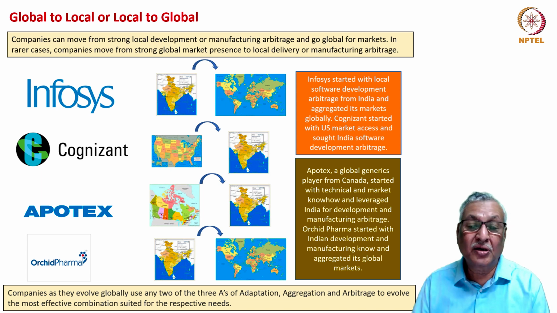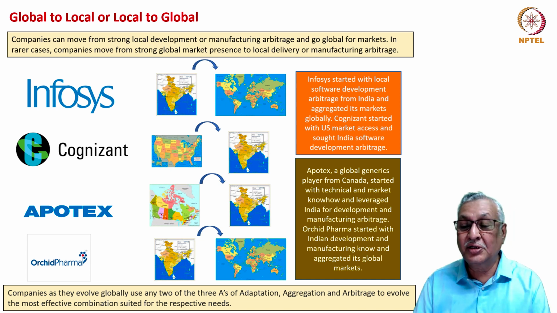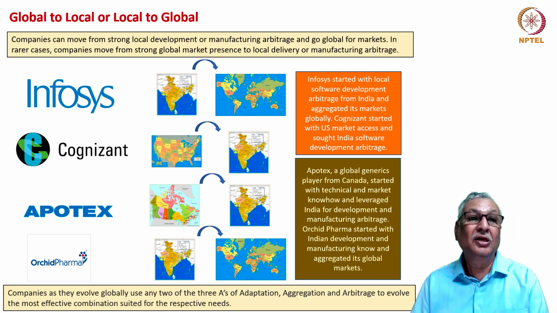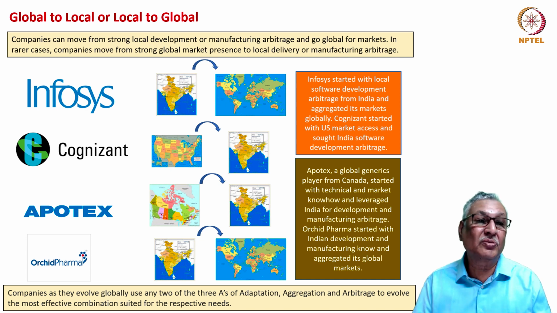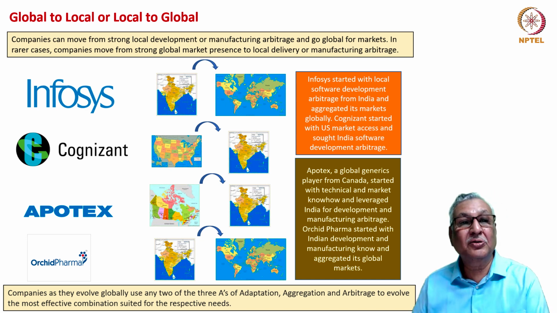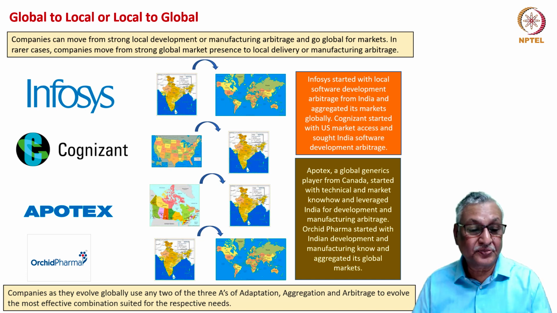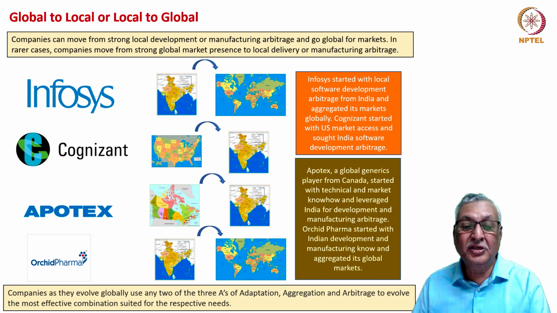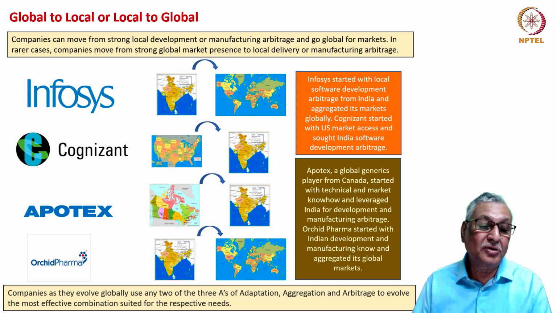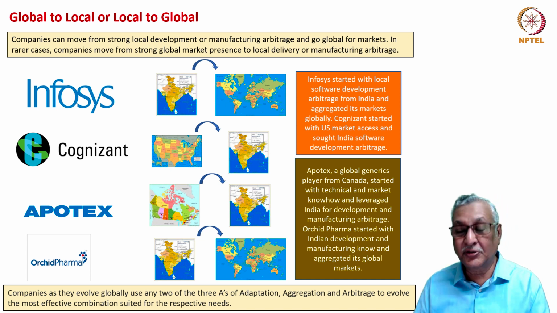On the other hand, Orchid Pharma, a homegrown Indian first-generation enterprise, started with Indian development and manufacturing capability and aggregated its global markets. Therefore, whether you start from a global foothold and expand to local spread, or start with a local foothold and go global, is a matter of strategy and the leadership capabilities that are driving a company's strategy. Generally, when companies evolve, they use any two of the three A's: adaptation, aggregation, and arbitrage. Any two of these three are used to evolve the most effective combination suited for the respective needs.